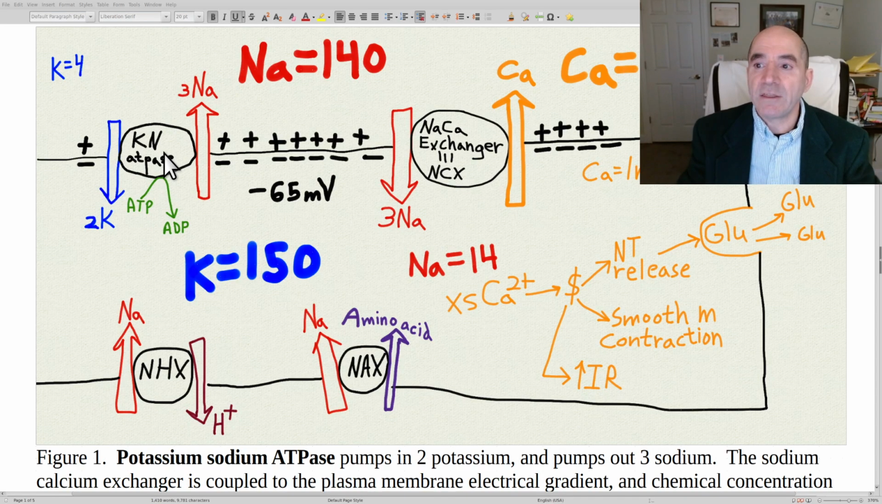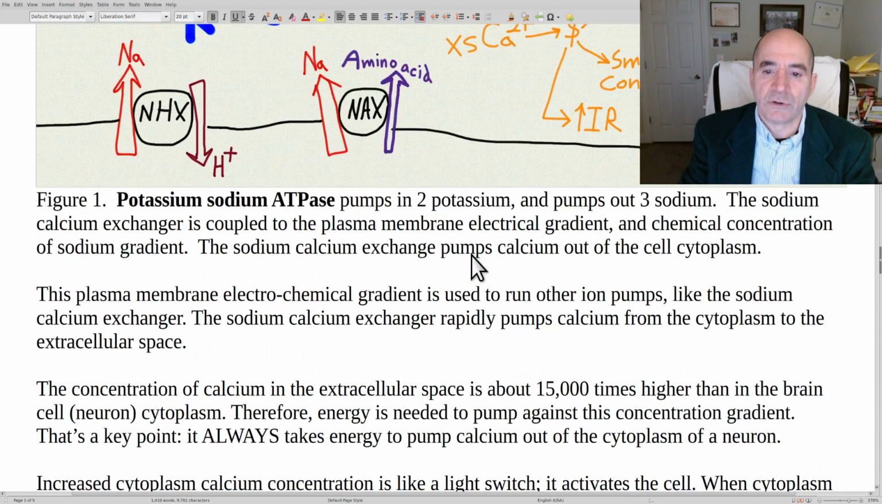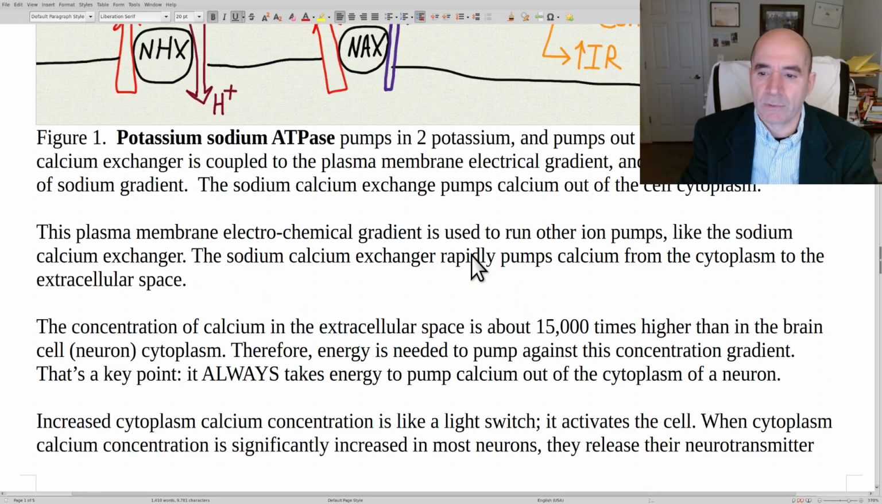So anything that decreases ATP production by inhibiting your mitochondria is going to interfere with your ability to pump calcium out of your cytoplasm. That means the cell can't control what it's doing, and that's a major problem.